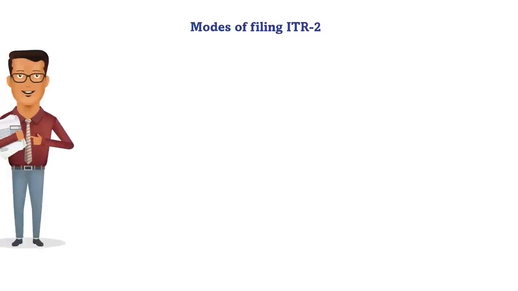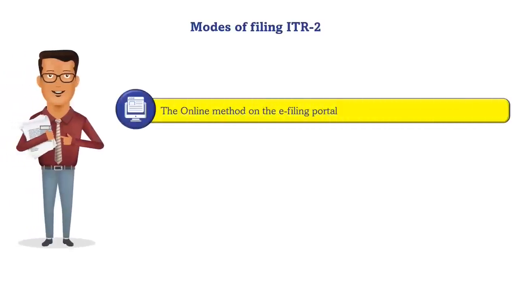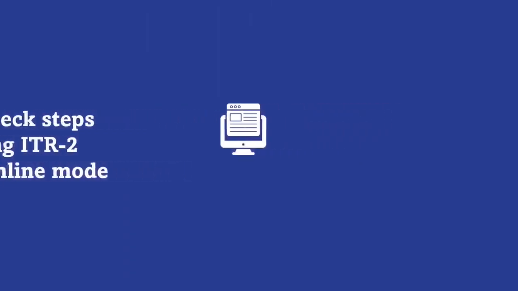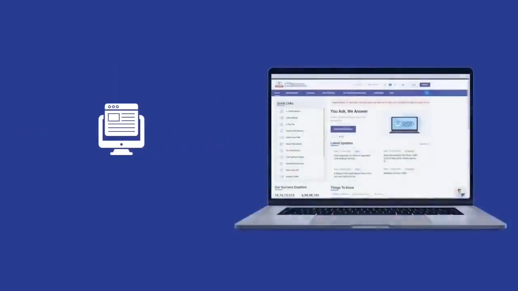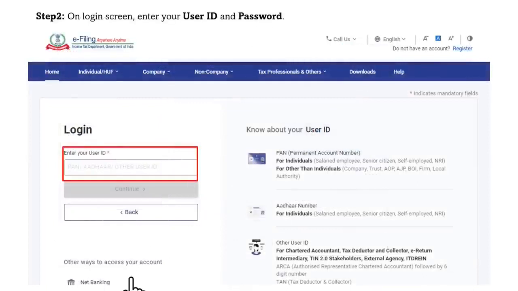You may file your ITR-2 form either through online mode on the e-filing portal or by using offline utility, which is also available in the downloads section of the e-filing portal. Let us now see step by step how do we file ITR-2 through the online mode. To file your income tax return ITR-2, you are required to go to the e-filing portal homepage and click on Login. On the login screen, you are required to enter your user ID and password.